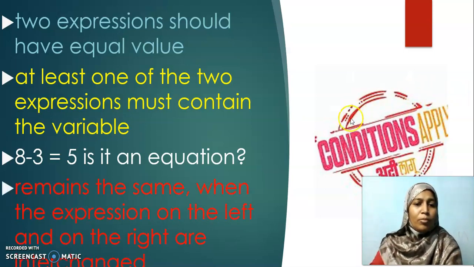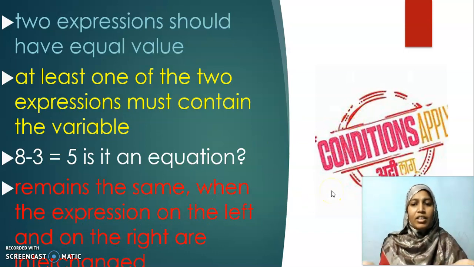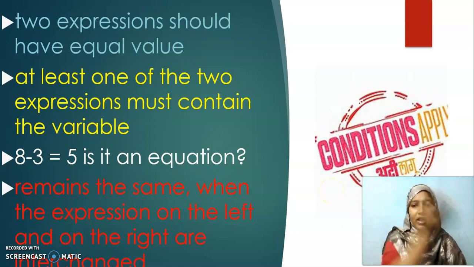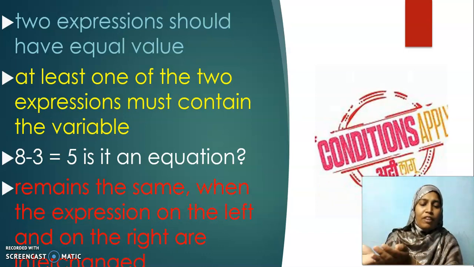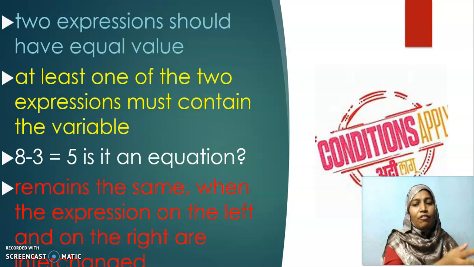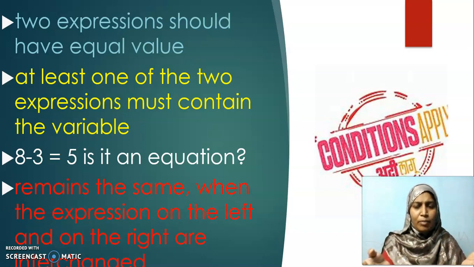It should remain the same when the expressions on the left and on the right are interchanged. If I exchange, taking everything from the left to the right and everything from the right to the left, that is interchanging the position. Even in a physical balance, is it compulsory that the stone should always be on the right and this on the left? Even if I interchange, the shopkeeper can use the balance, isn't it? That's the same thing here.